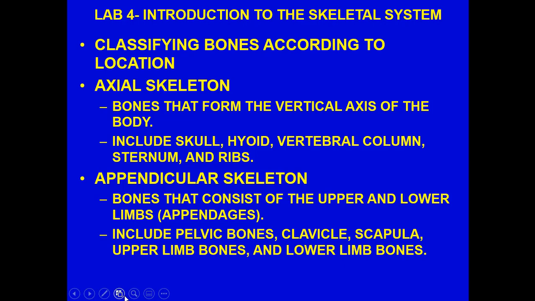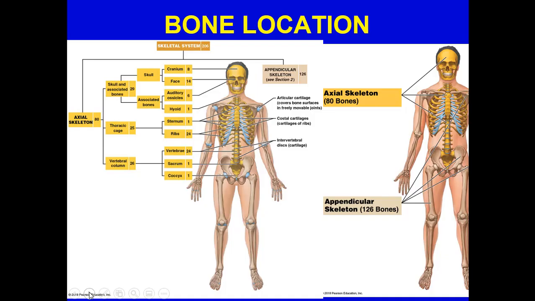Not the legs. Because really what you're going to be looking at for the appendicular skeleton is the bones that consist of the upper and lower limbs, the appendages. So this is all the support structures as well as the limbs. So pelvic bones, which are kind of the support structures for the lower limbs. The clavicle, the scapula, the upper limb bones, the lower limb bones, okay? Both upper limb bones of the legs, upper limb bones of the arms, lower limb bones of the arms, lower limb bones of the legs, just to try to help you clarify that.